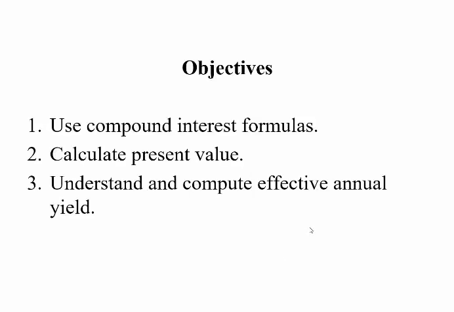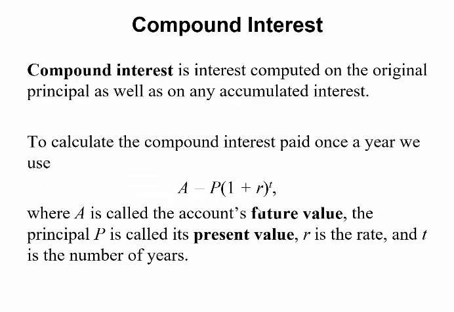All right, so we have three objectives in this section. The first is to use the compound interest formula, which I'll give you. Then we want to calculate present value, so how much a future loan's value is worth in today's dollars. And then we want to understand and compute what we call the effective annual yield of a loan or of interest. Okay, so compound interest is interest computed on the original principal as well as any accumulated interest.